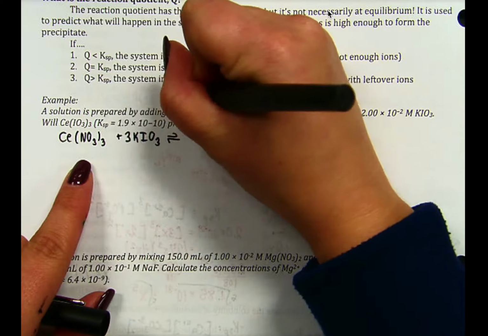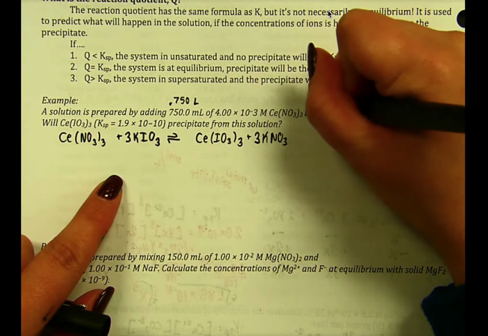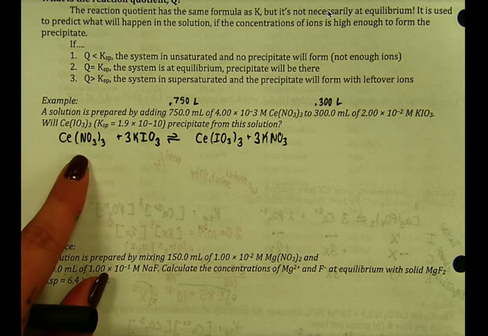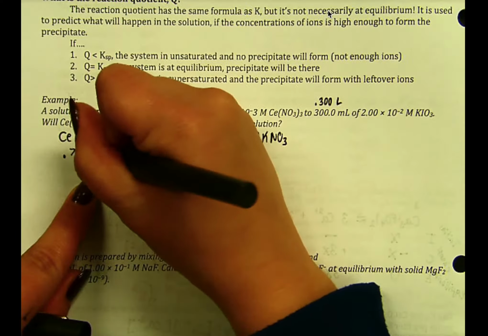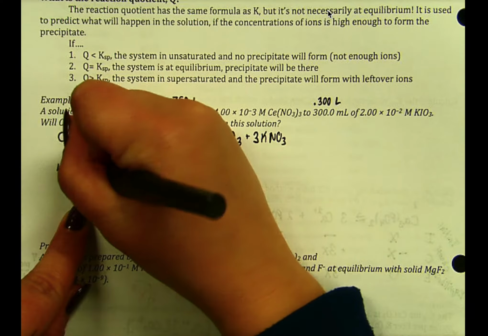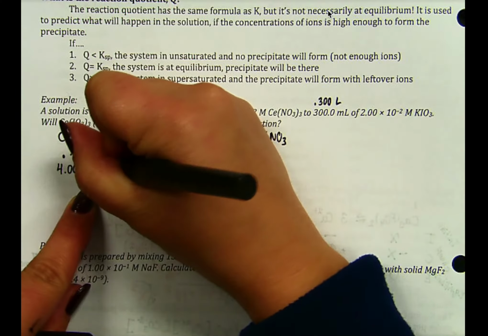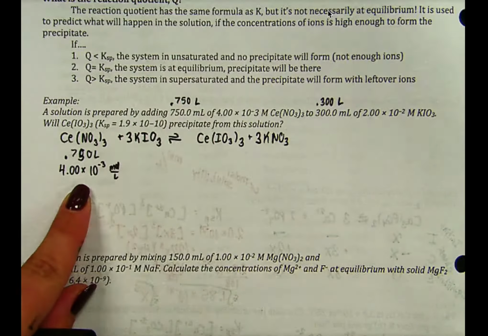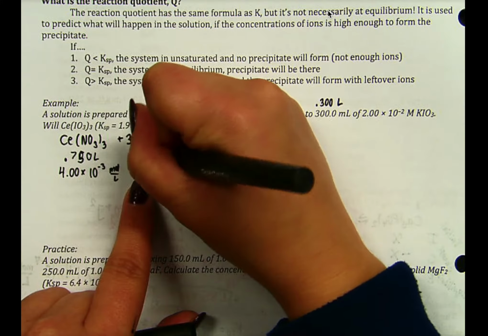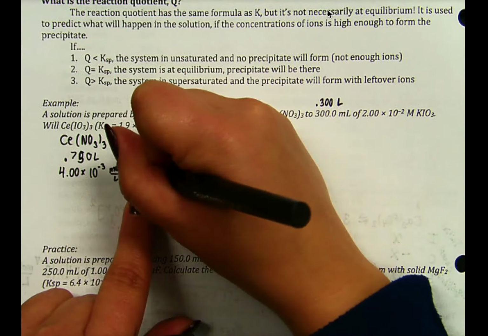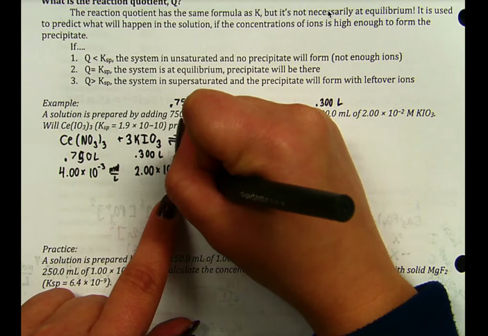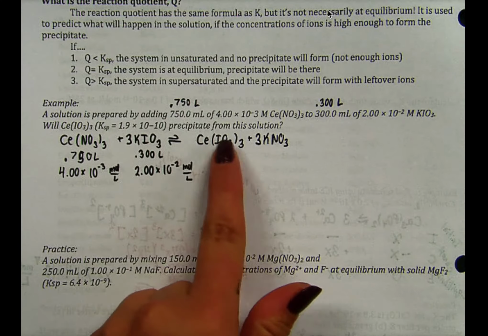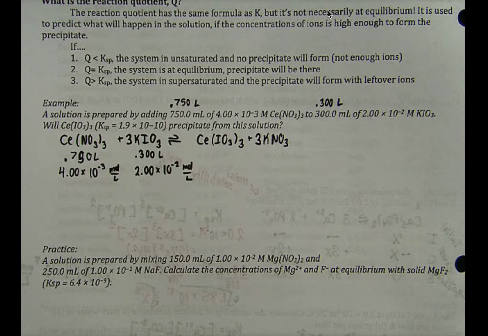So this is actually 0.750 liters, and this one is 0.300 liters. Okay, so we have 0.750 liters of 4.00 times 10 to the negative 3 moles per liter solution of this, with 0.300 liters of 2.00 times 10 to the negative 2 moles per liter of the KIO3. And again, we're looking for this solid. So, step 1.